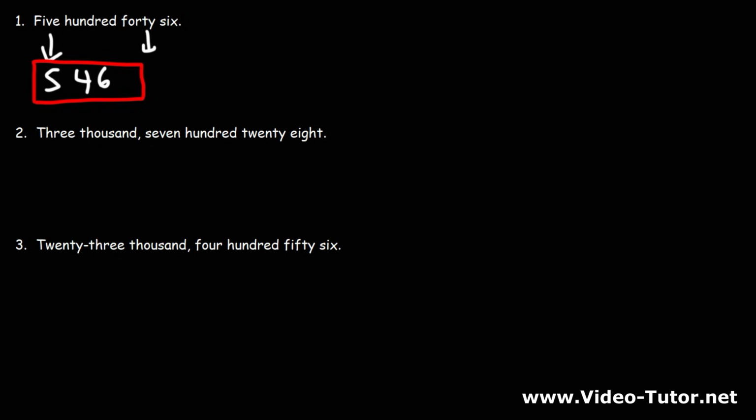Now, what about the next one? 3728. We have a 3, we have a 7, and we have 28. And we need to put a comma. So that's how we can write 3728.